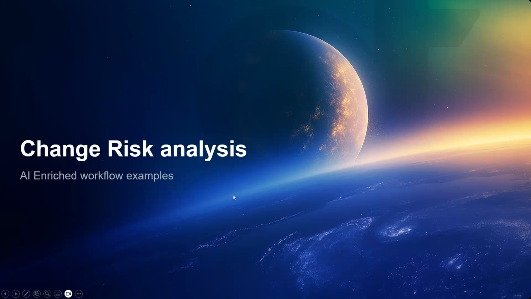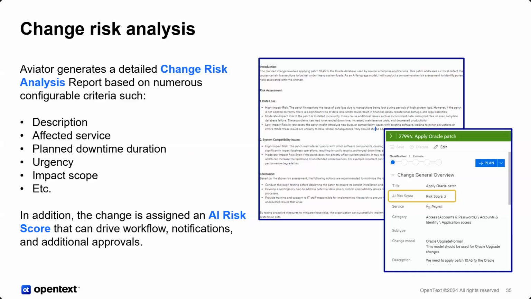Okay, so let's look at my last example for today, and we're going to look at change risk analysis. Now, this one's a little bit more complex. But really it's because we're doing a couple of Aviator business rules, but we're adding in an extra step of having this all launch from a custom action.